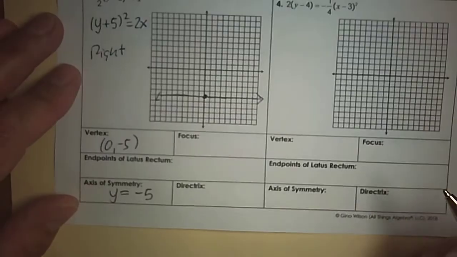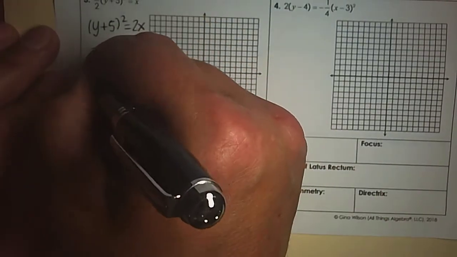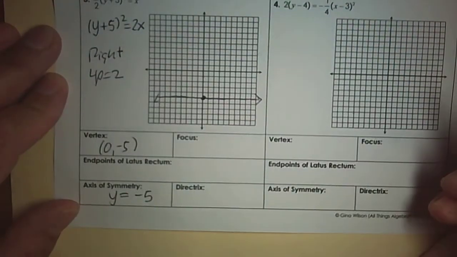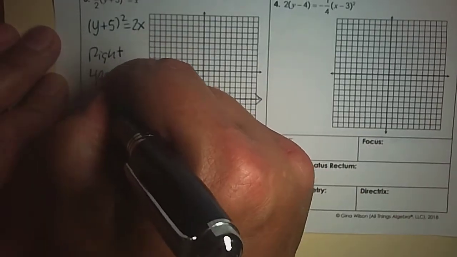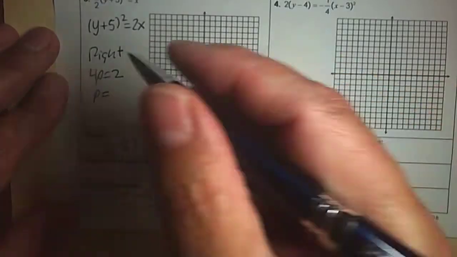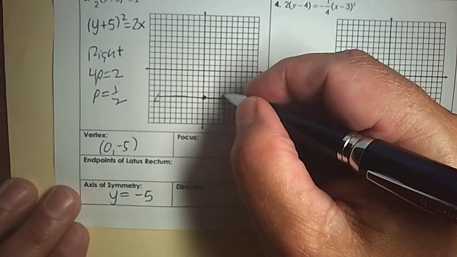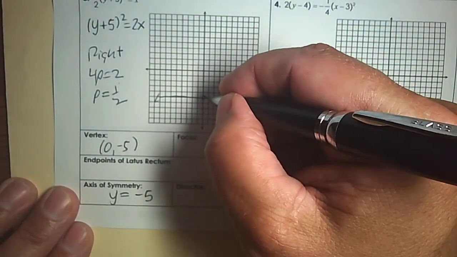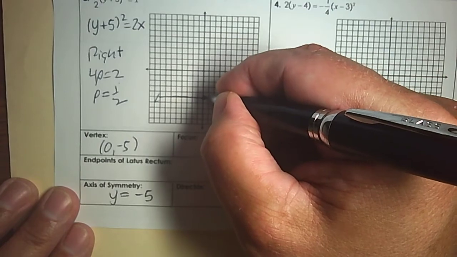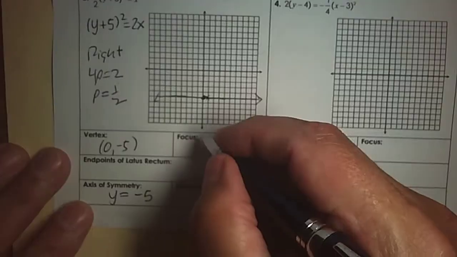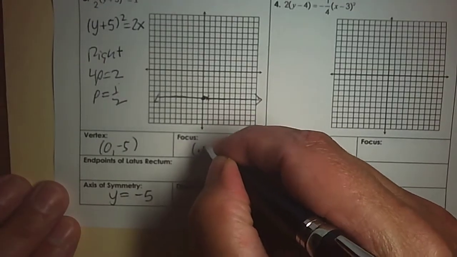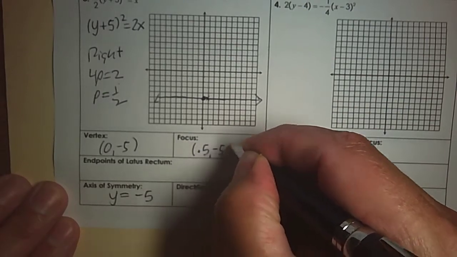All right, now I need to know what p equals. So 4p is equal to 2. That means p, when you divide by 4, 2 divided by 4, p is 1/2. So from here, I'm going to go to the right and left. Now when I go to the right 1/2, that's the focus. So 1/2 to the right, that's (1/2, -5).